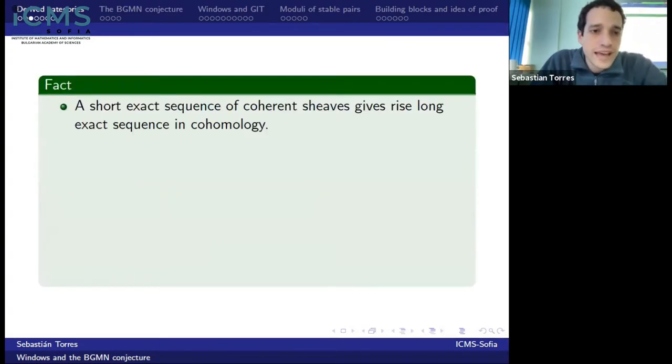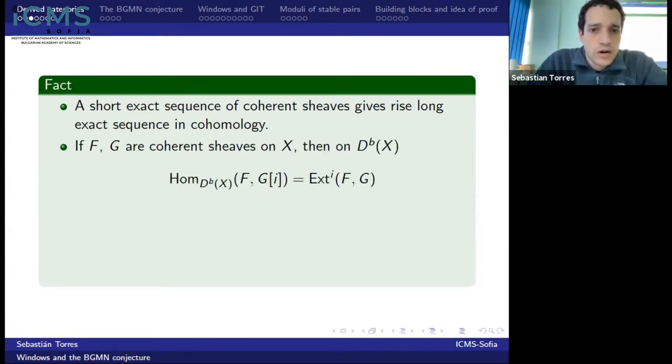Okay, so a few key facts about derived categories that you can get by without resorting to the whole theory: if you have a short exact sequence of coherent sheaves, then you get a long exact sequence in cohomology. That's the whole point of defining this. Also, if you have just sheaves, not a complex of sheaves, you can still see them as a chain complex just by saying that everything else is zero. And if you want to know what the morphisms in the derived category are, well, they are nothing but the Ext functors, because of course Ext is defined in terms of resolutions. So it's not that difficult to convince yourself that this is the case.